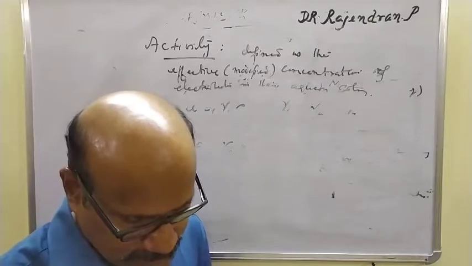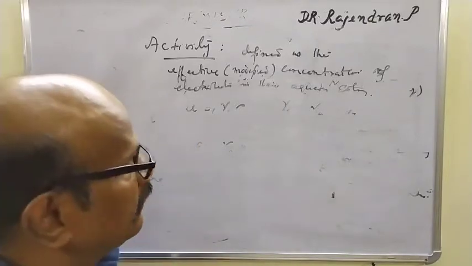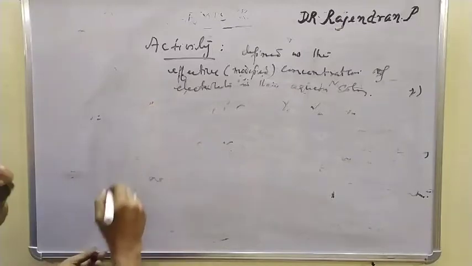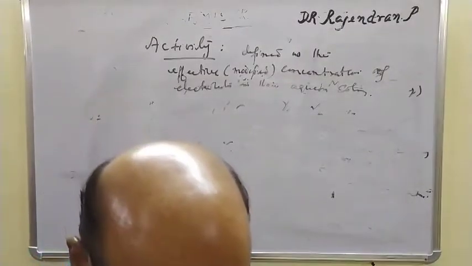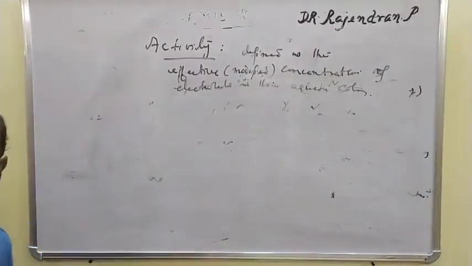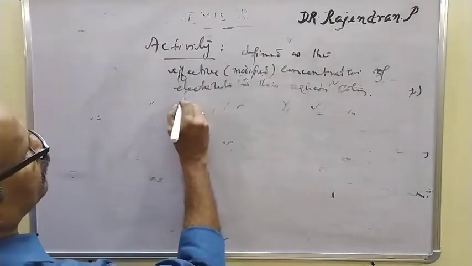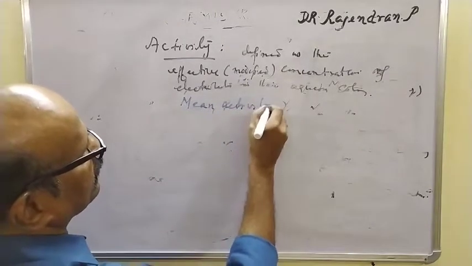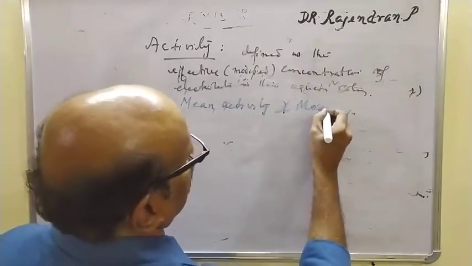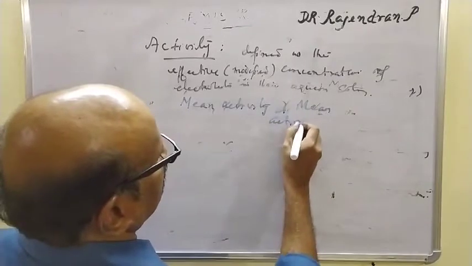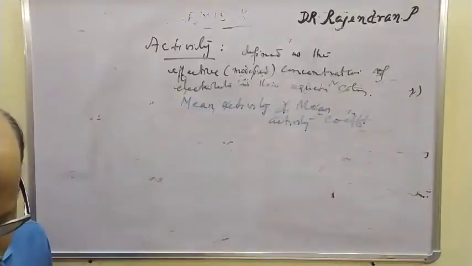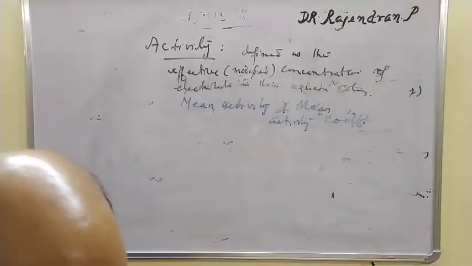The next is the mean activity and mean activity coefficient. That aspect is to be discussed quickly. Okay, mean activity and mean activity coefficient. We are discussing this immediately, quickly.